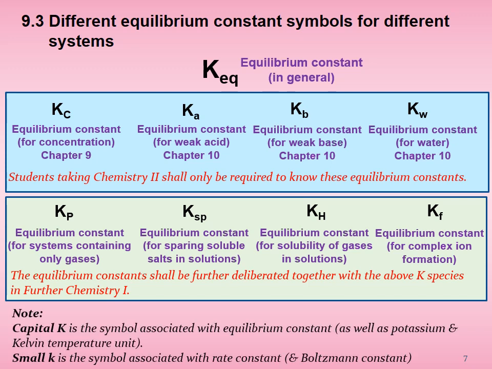Please note that while uppercase K is used to denote equilibrium constant, it is also used to represent elemental potassium and Kelvin, a temperature unit. Lowercase k is used to denote rate constant, covered in chemical kinetics, as well as the Boltzmann constant.